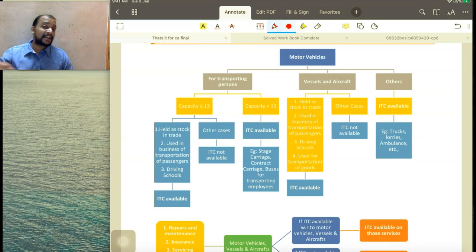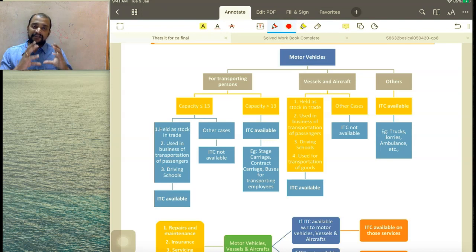Now, that manufacturing company purchased an aircraft for transporting its director, managing director. Can it take ITC with respect to the aircraft that is purchased? No, because it will not come under the 4 exceptions. It is not there in the exception, therefore they cannot take ITC. Suppose they purchase a vessel, a ship for transporting goods which are manufactured by them, can they take ITC? Yes, even though they are not in the business of transportation of goods, they can take ITC.